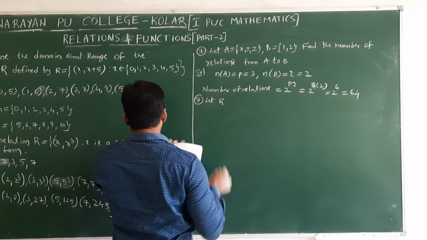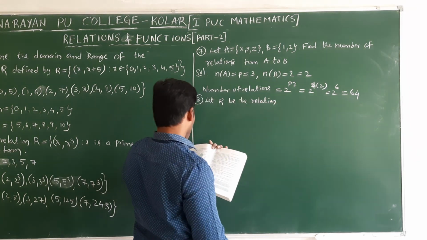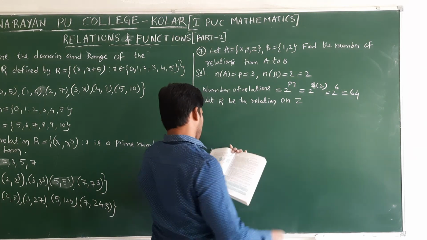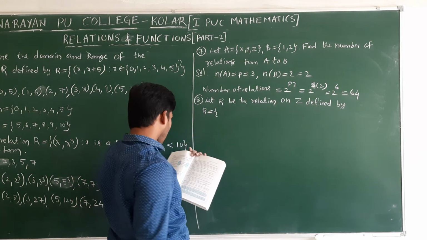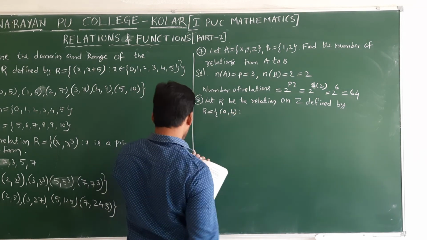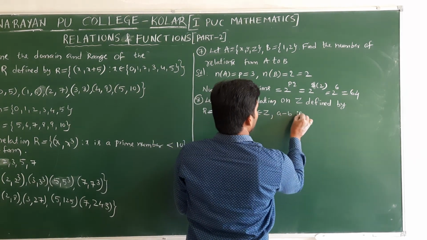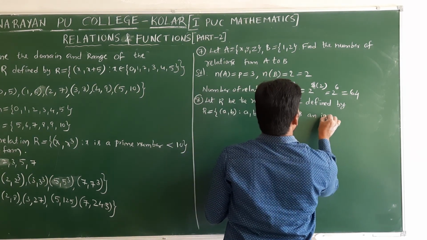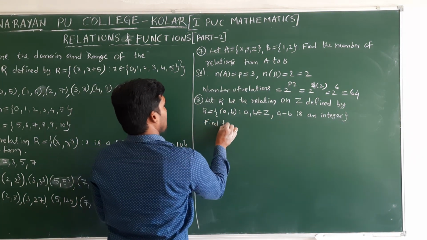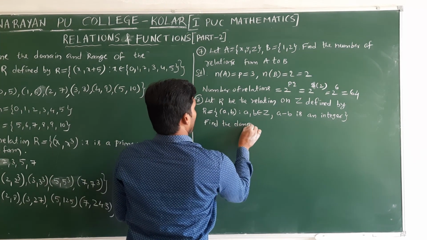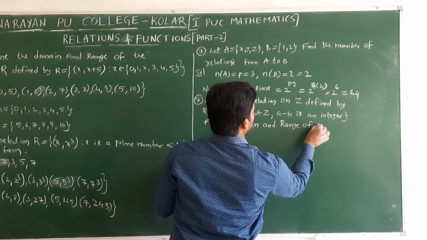Let capital R be the relation on capital Z, where Z means the set of integers, defined by capital R equal to the set of ordered pairs A comma B such that A comma B belongs to Z and A minus B is an integer. Find the domain and range of capital R.